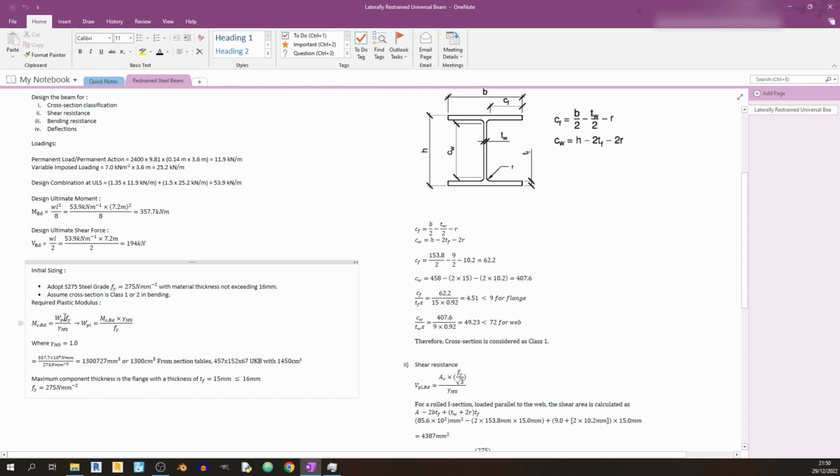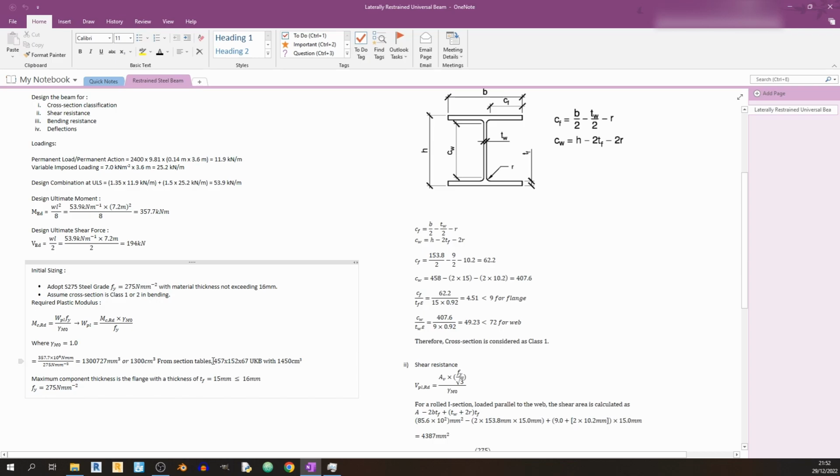All we need to do is rearrange this equation here on the left into this form, so that we can determine the required plastic modulus and find a steel member that is going to satisfy this value over here, this 1,300 centimeters cubed. For this case, I'm using universal beam 457 by 152 by 67 with a plastic modulus of 1,450 centimeters cubed. And the maximum component thickness is the flange with a thickness of 15 millimeters here.